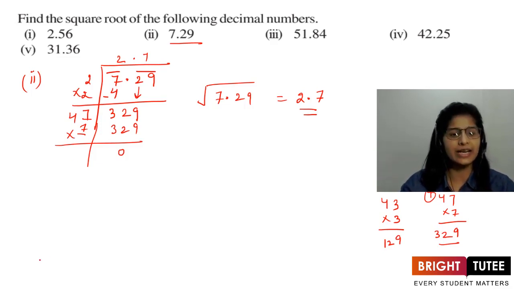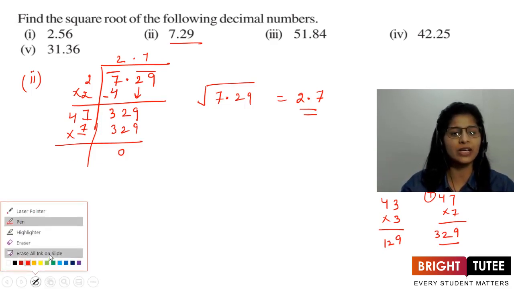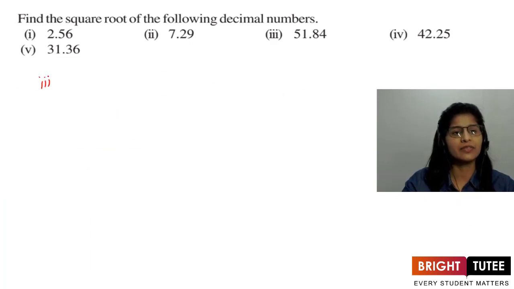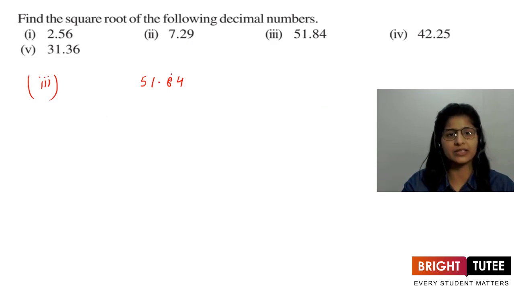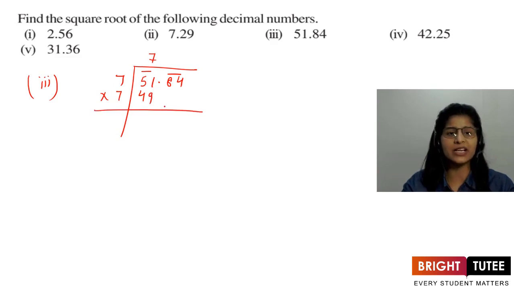Let's try the next part. In the next part, we are given 51.84. Let's make the pairs or place the bars. One will be on 84, one will be on 51. So let's divide now. For 51, we see 8 8s is 64, 7 7s is 49. So we do 7 into 7, which comes to 49. Subtract 49 from 51, we get 2 as the answer.